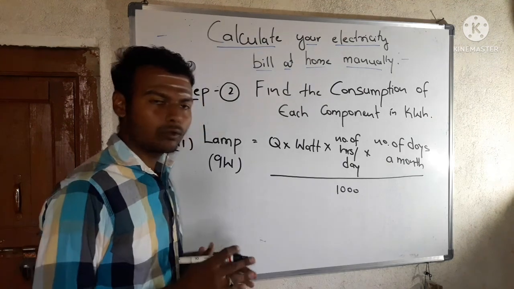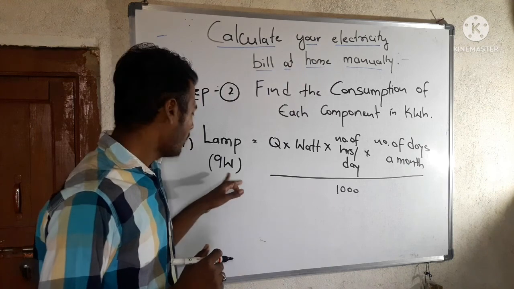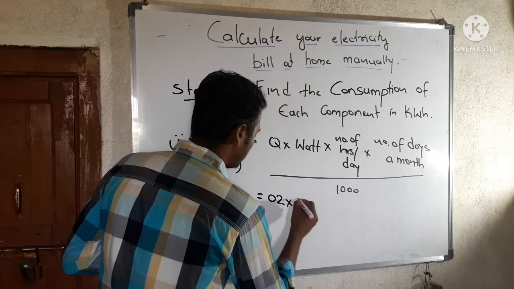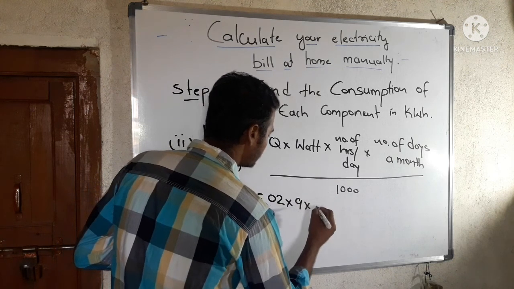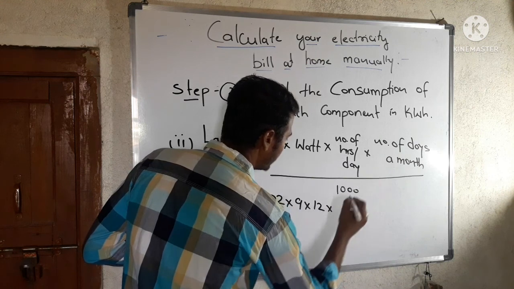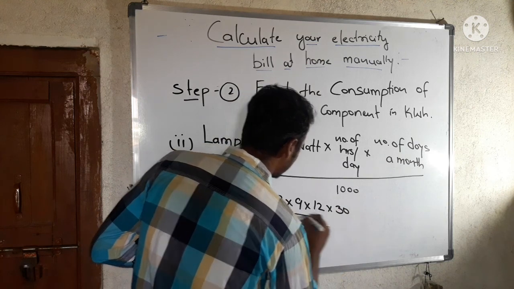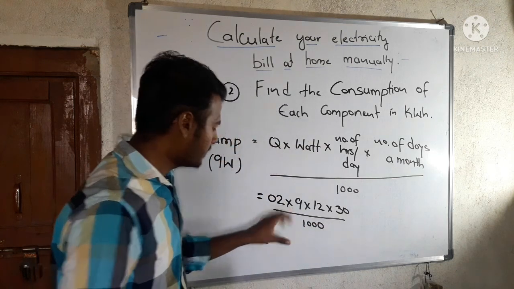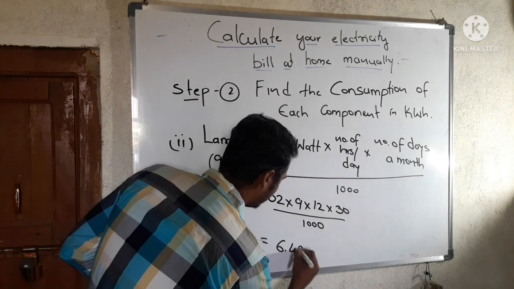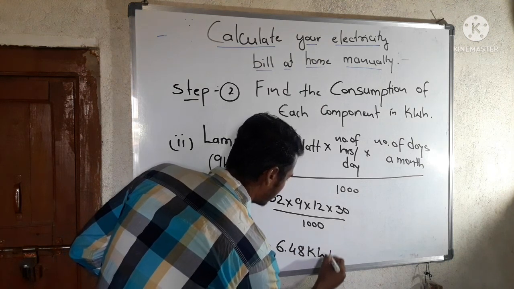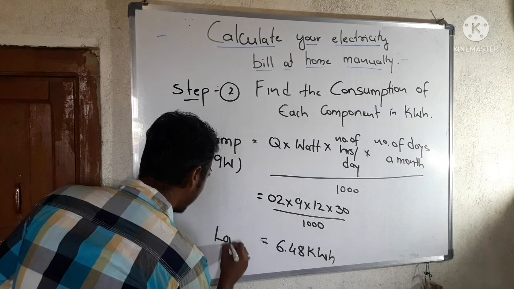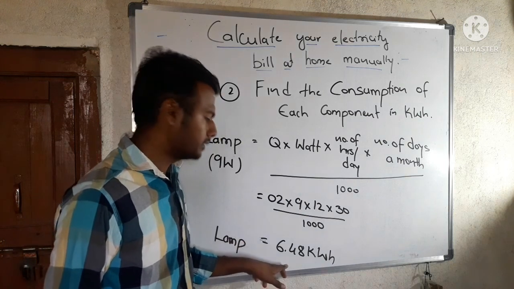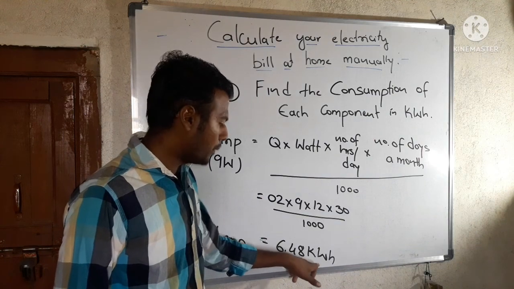If we calculate the same thing for a lamp of 9 watt, the quantity that we have is 2, wattage is 9, number of hours per day we use 12, into number of days a month is 30, whole divided by 1000. So if we simplify this we get 6.48 kilowatt hour for a lamp of 9 watt. The consumption per month is 6.48 kilowatt hour.